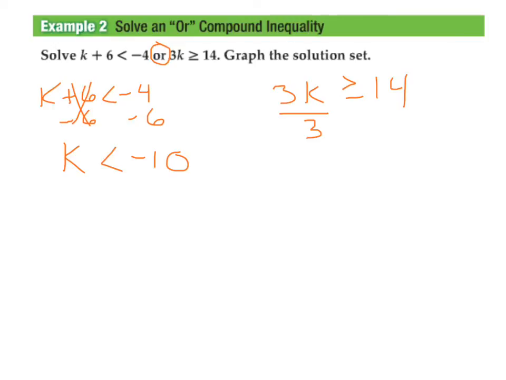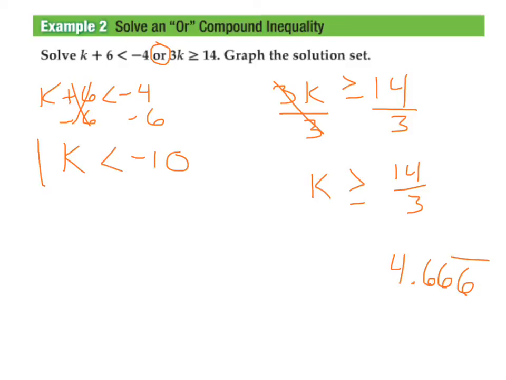The 3 is positive, so we don't have to worry about changing our inequality symbol. We're going to be able to stick with greater than or equal to. 3 divided by 3 is 1, and we're left with just k by itself. And on the other side, we're going to divide by 3, and 14/3 doesn't simplify. Okay, so we're going to leave it as 14/3. Now, it is going to be helpful for us to know that 14/3 is a number that is somewhere in between 4 and 5. 14/3 should be around 4.666666666, so it's a little bit closer to 5, but it's in between 4 and 5, so that's going to be important for us.